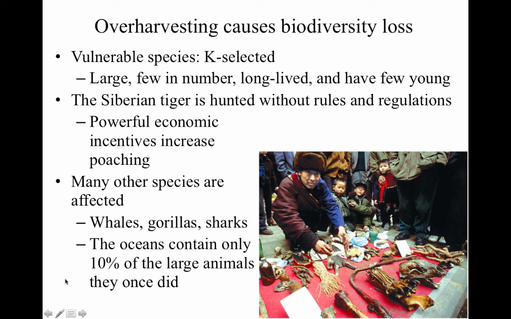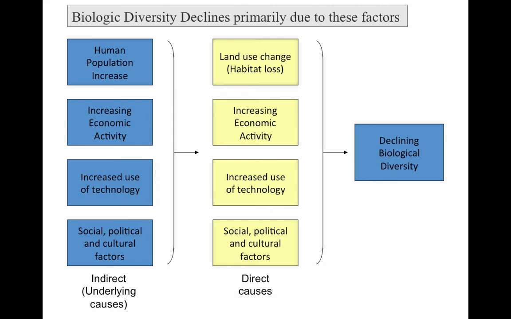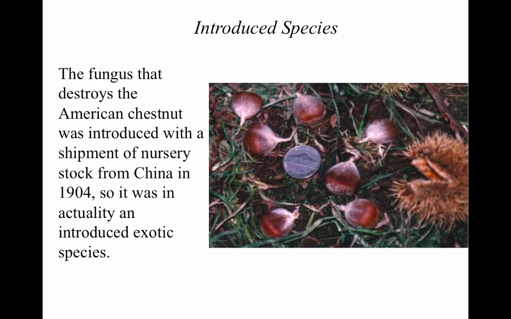The oceans contain only 1/10 of the large animals that they once did. It's humans only that are impacting this. And biological diversity declines primarily due to the factors here. The biggest thing is habitat loss, and this is a direct cause. And you see increasing economic activity, increased use of technology, and social, political, and cultural factors. And these are indirect causes and direct causes. So the biggest indirect cause is the increase of human population. The biggest direct cause is changing of the land use, loss of habitat.